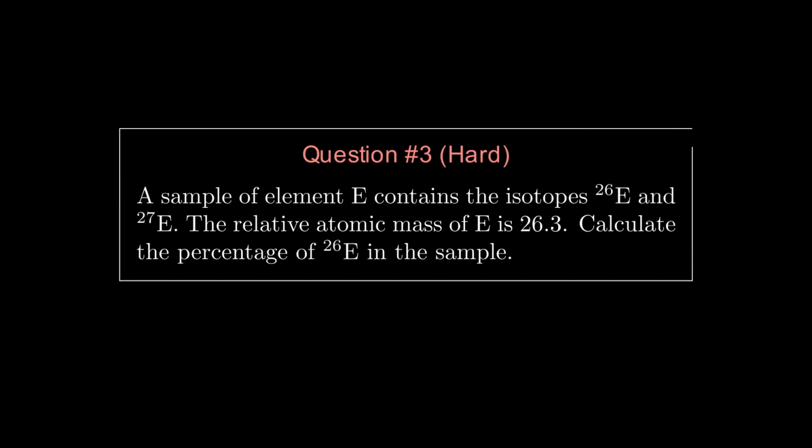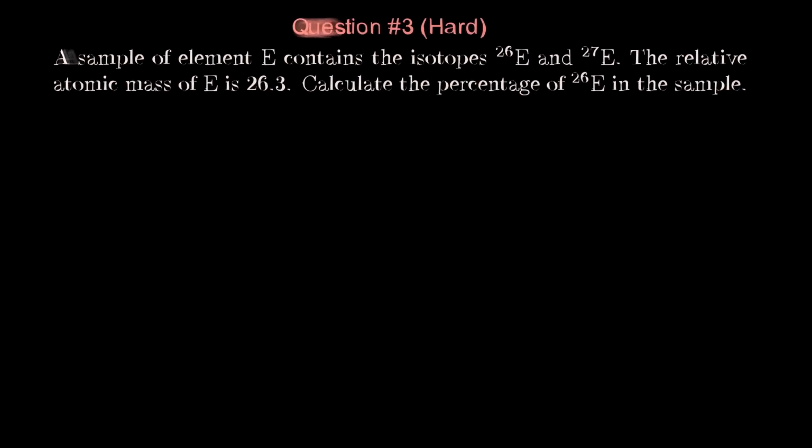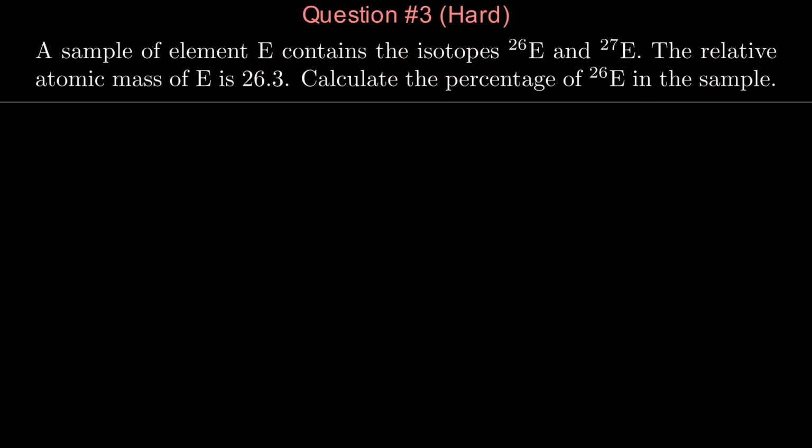Try this one yourself as well. Pause the video, cause here is already the answer. Okay, so as usual, let's rewrite all the information we were given. And since we don't know the abundances of E26 and E27, let's denote them as X and Y. We have two unknowns, so we will have to form two equations.